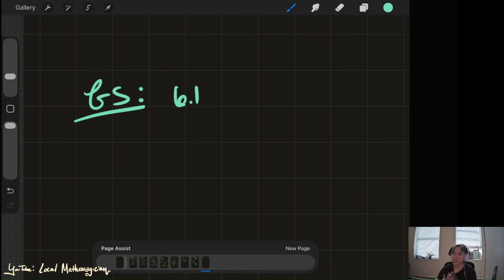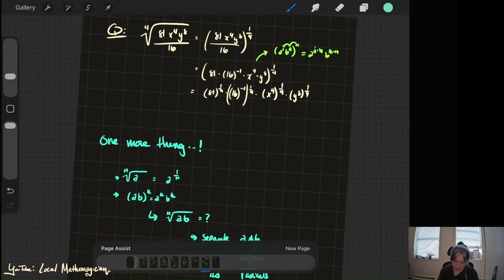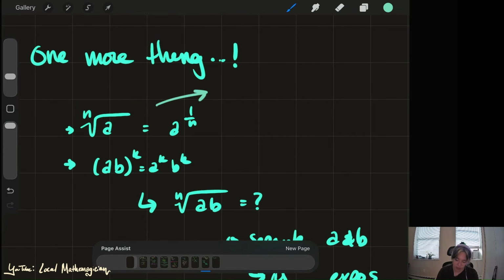Okay, now let's be a little pedantic, all right? Oh, pedantic side note, we do want n to be a positive integer. Okay, no negative numbers.